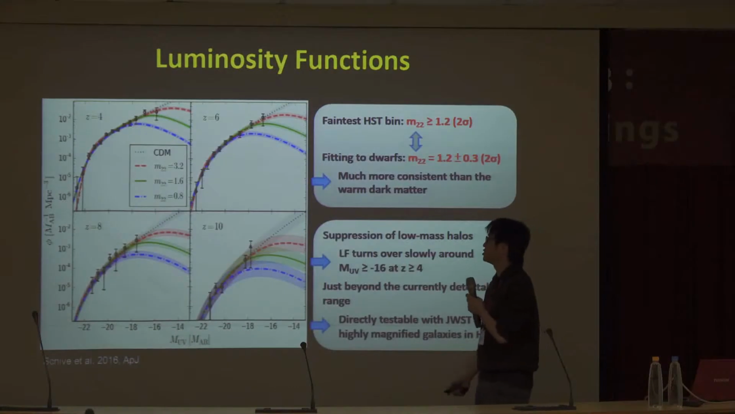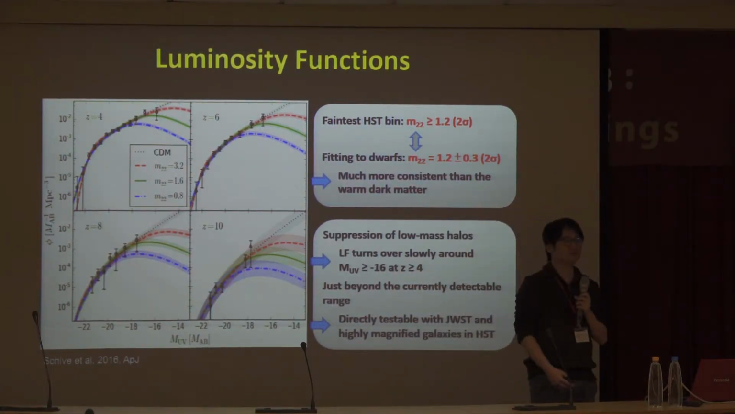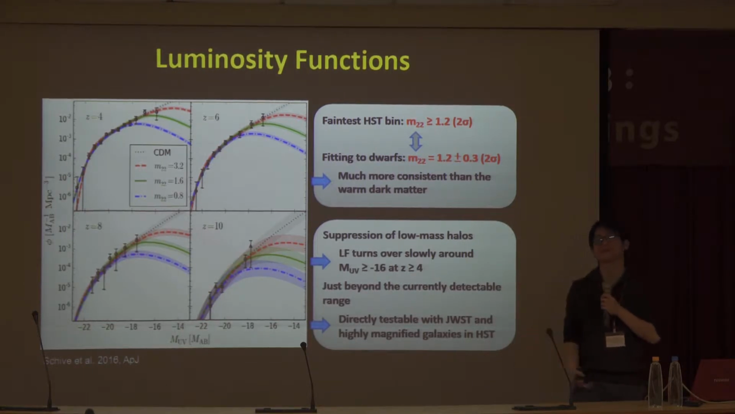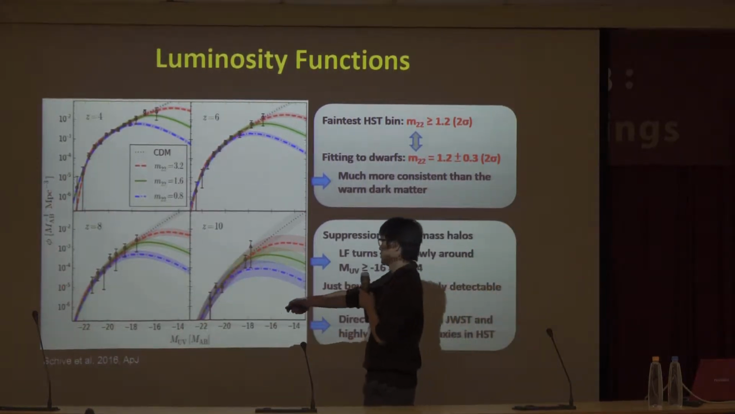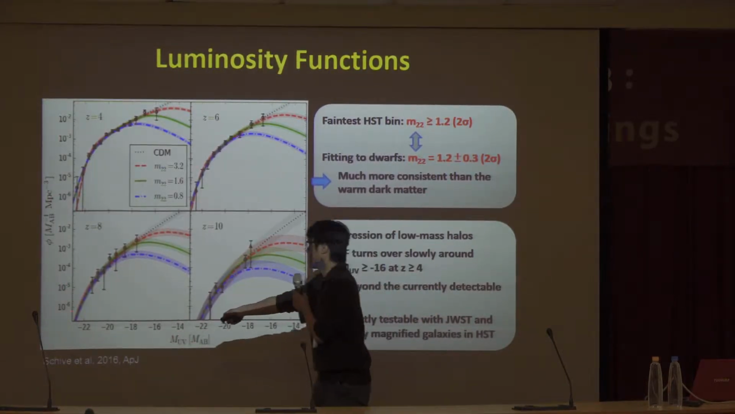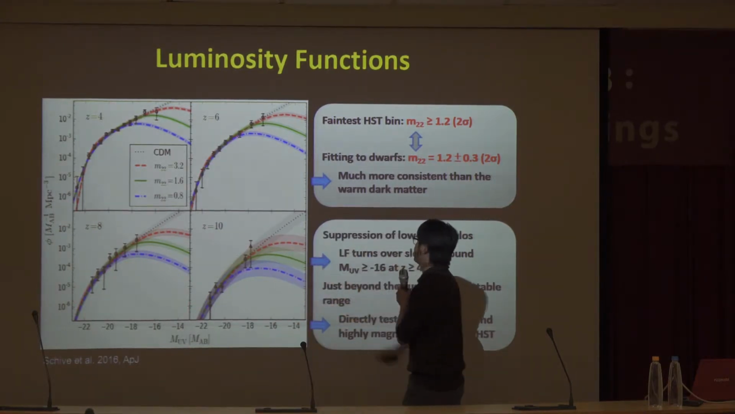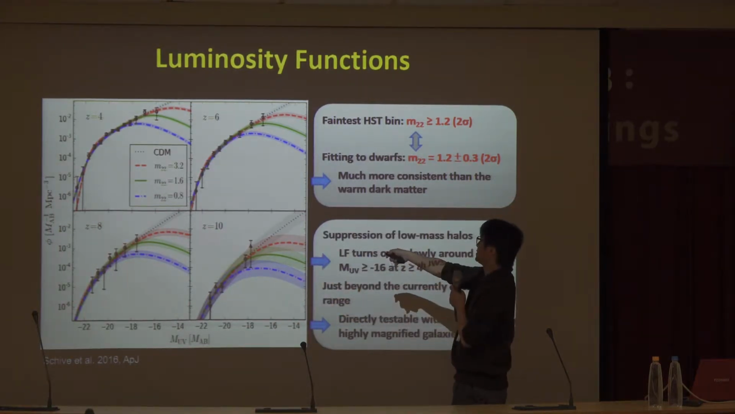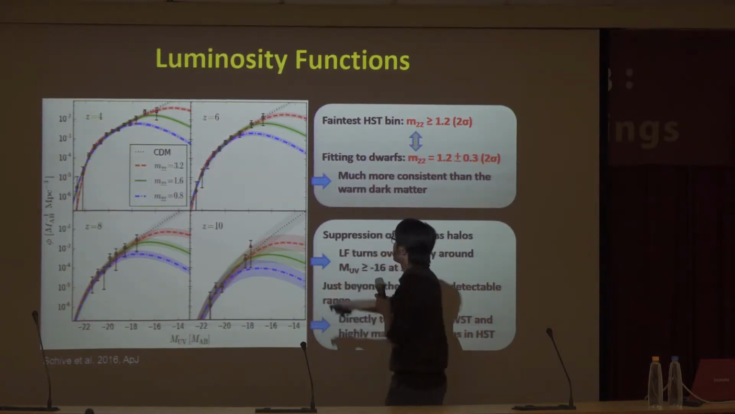To answer this question, we can compare with the observed galaxy luminosity function. The luminosity function gives you the galaxy number density as a function of luminosity, from the bright end to the faint end, at 4 different redshifts, from redshift 4 to 10. These black data points are observations. This black dotted line is the CDM prediction.